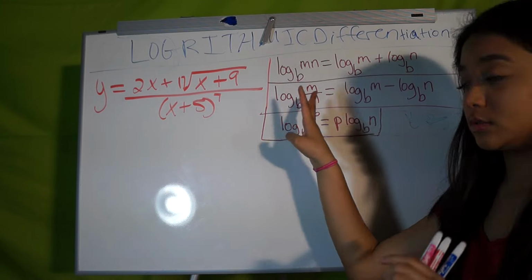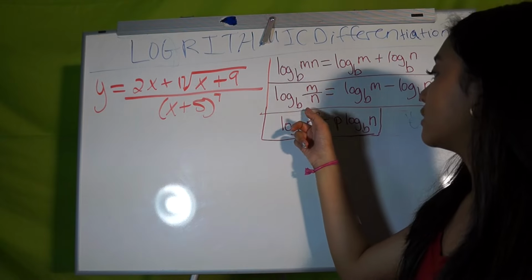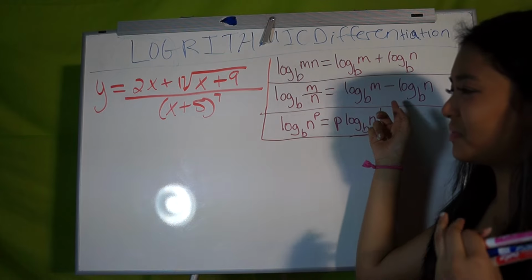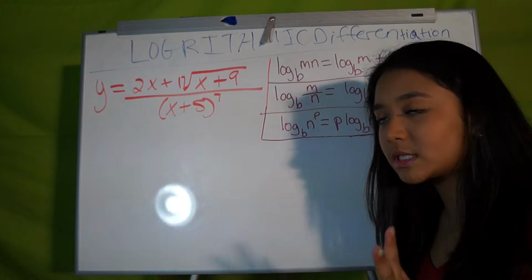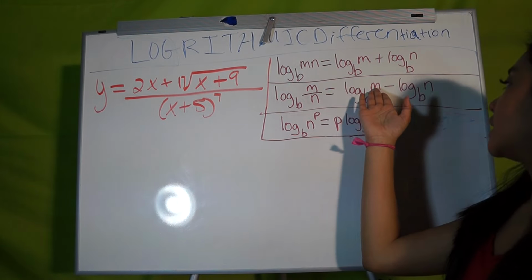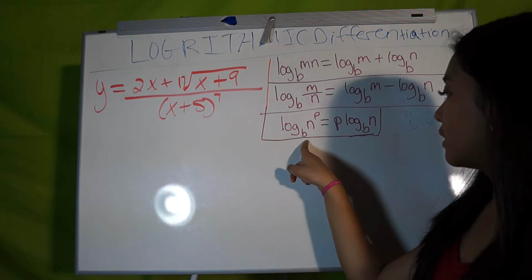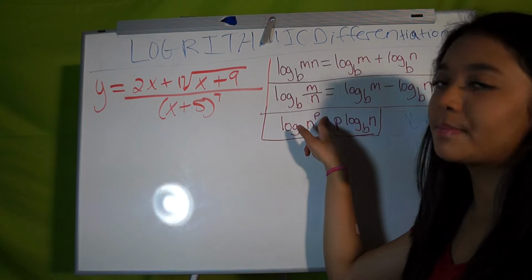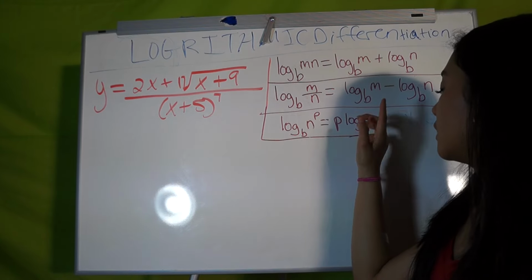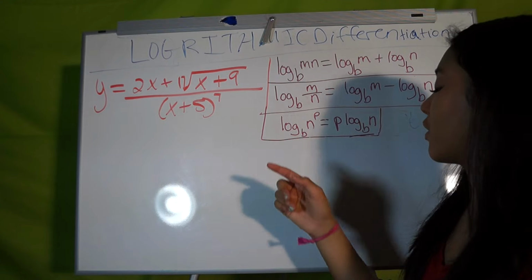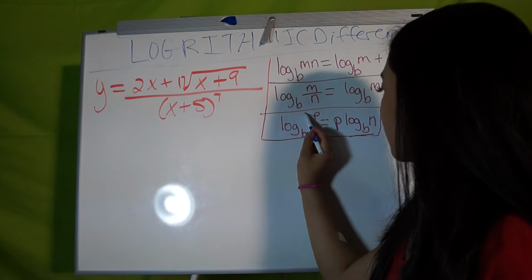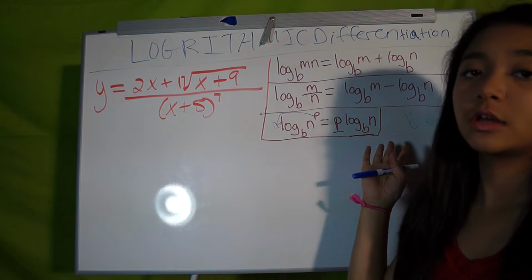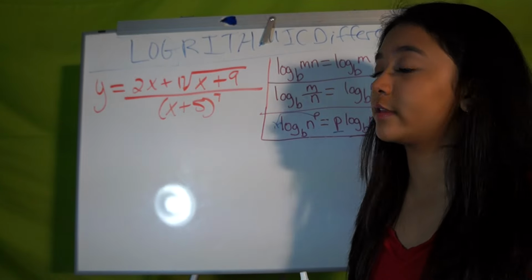Now in the second one, log base b of m over n equals log base b of m minus log base b of n. And then log base b of n to the p power equals p times log base b of n. This just gets carried down here. So we're going to apply these properties to this and then differentiate it.